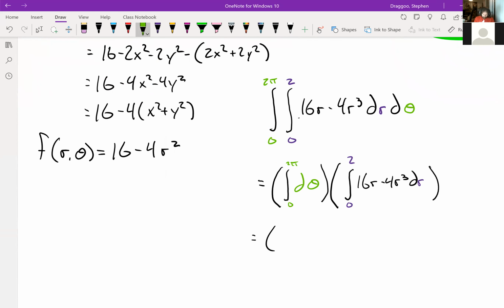So this will be 2π times whatever we get when we integrate that thing. It looks like 8r squared minus r to the fourth. Plugging in 2, we should get 8 times 4 minus 2 to the fourth, which is 16. So what do we get when we do all that up? 8 times 4 is 32, minus 16 is 16. 16 times 2π, 32π. Hopefully you get the same.